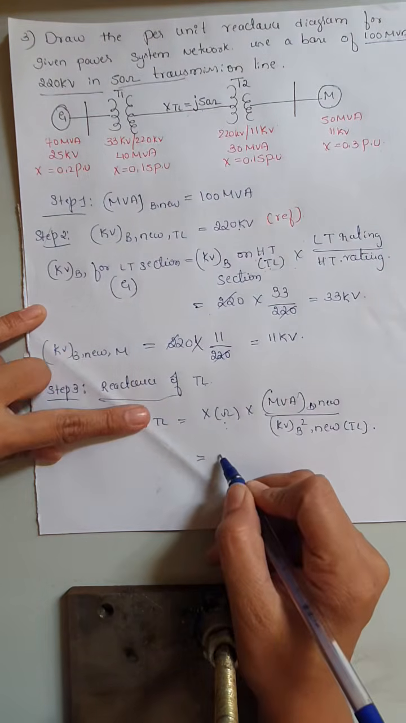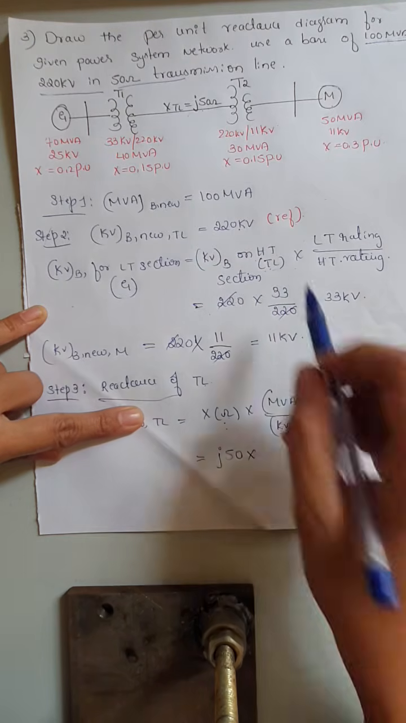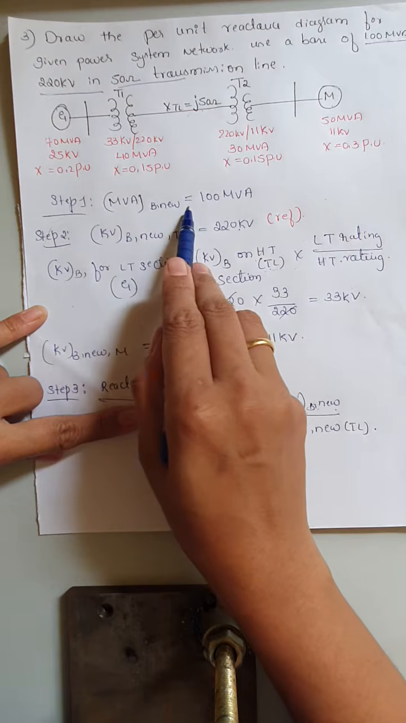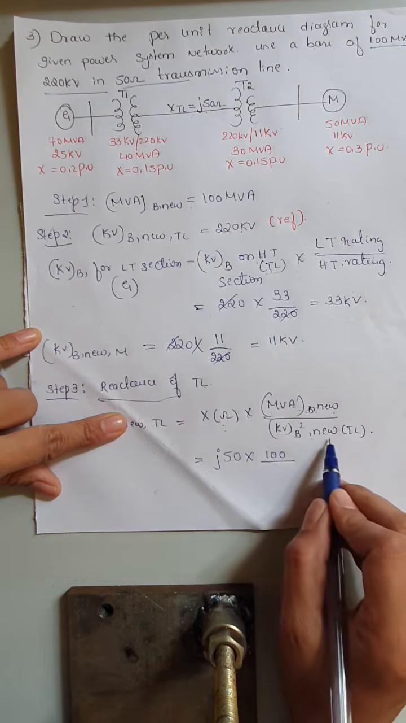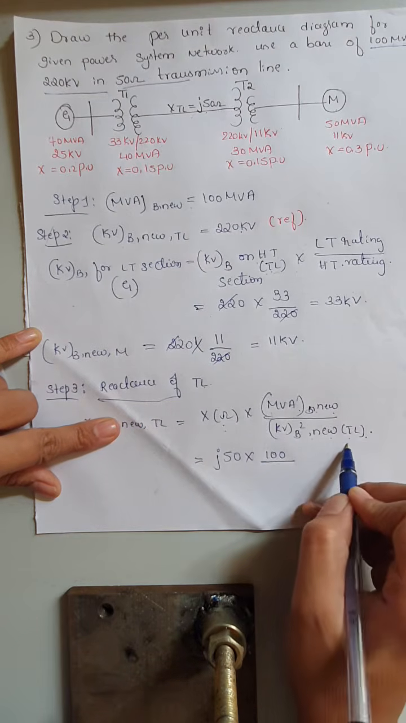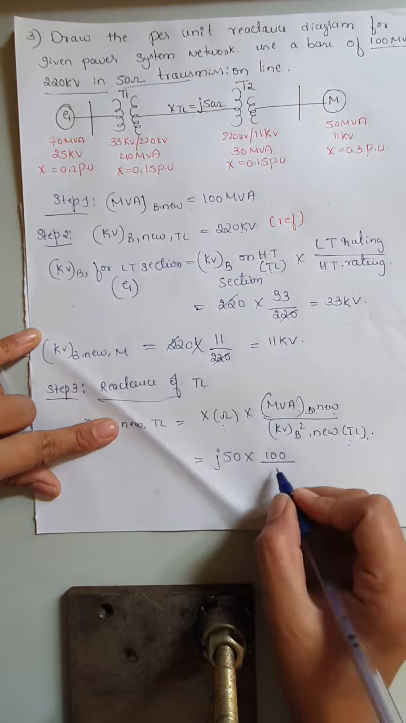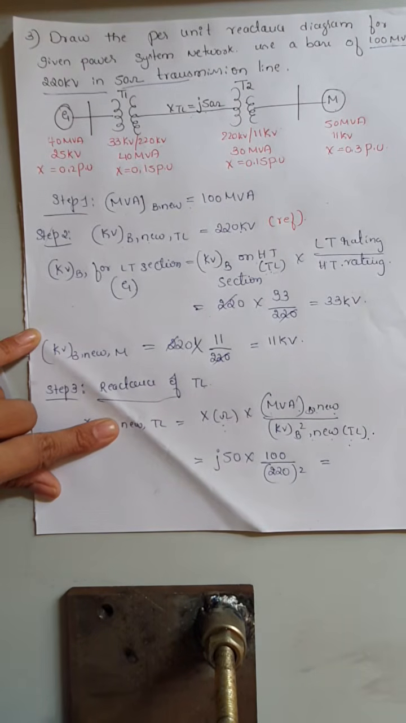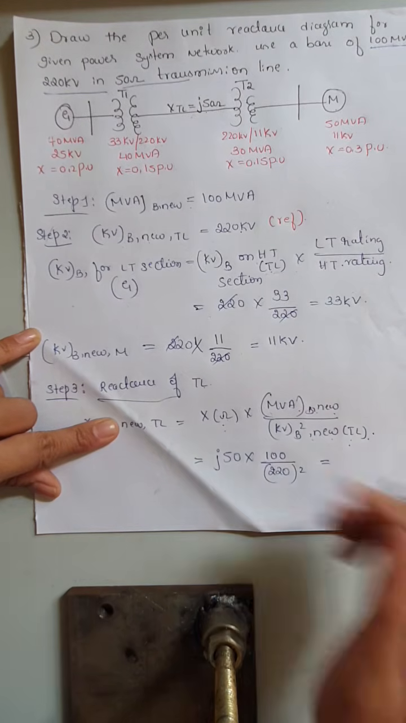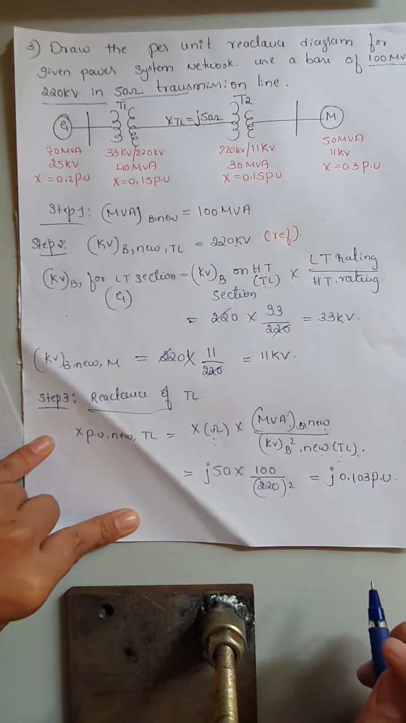So here you can directly write it as J50 multiplied by MVA base new. MVA base new means, look at the step 1 value. Step 1 is 100 MVA divided by kilovolt base square new of the transmission line. New means you have to see the step 2 value. So kilovolt new for the transmission line is 220 kilovolt whole square. So after substituting this, we will get the value for the transmission line as J0.103 per unit. So this completes step 3.